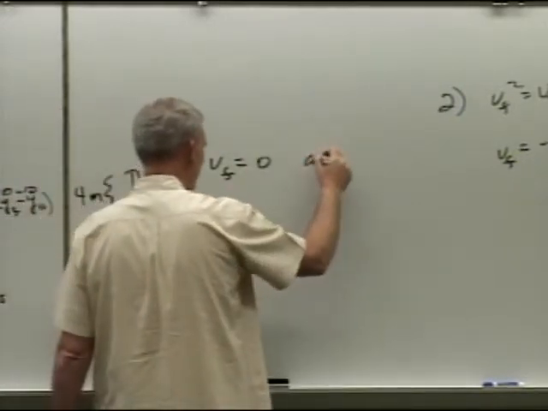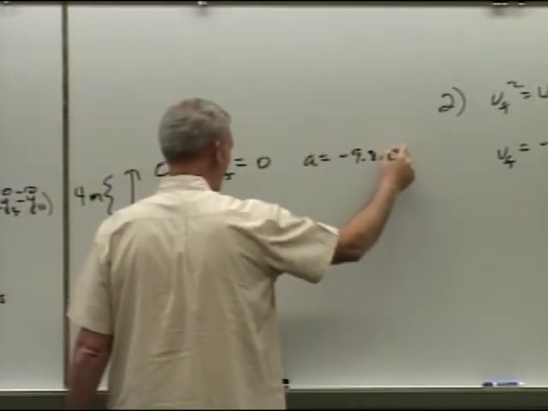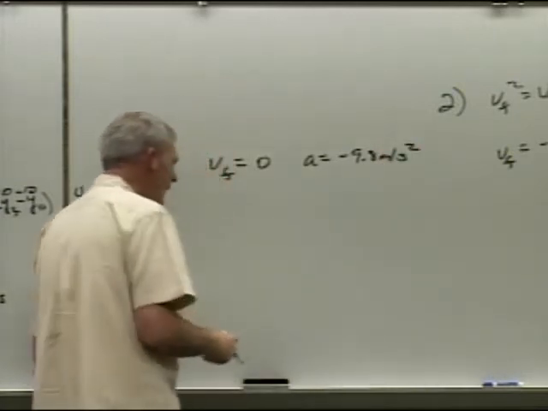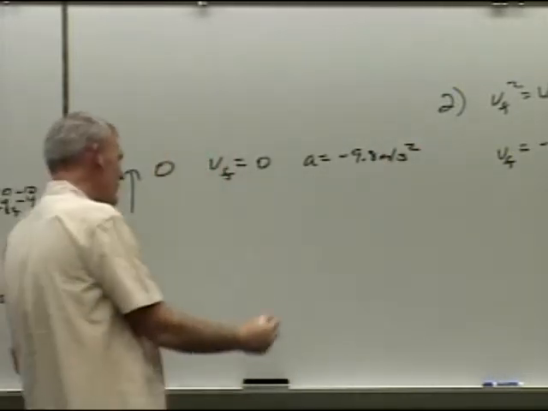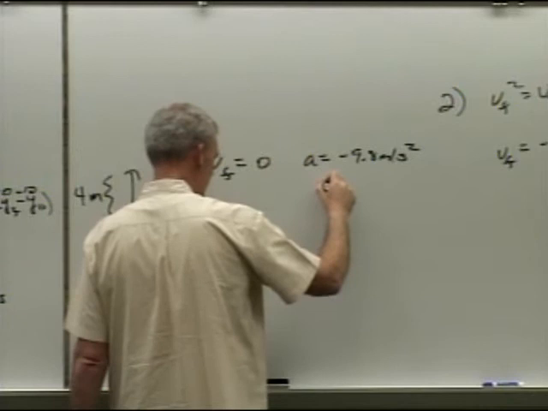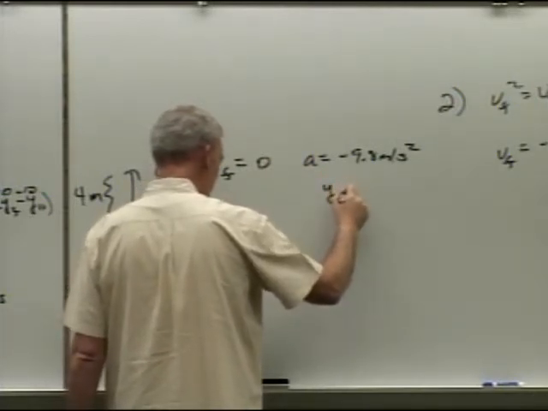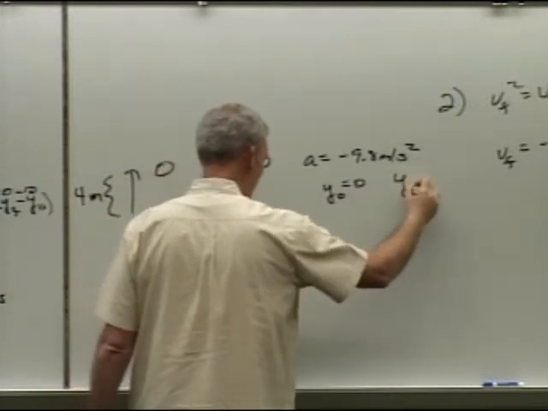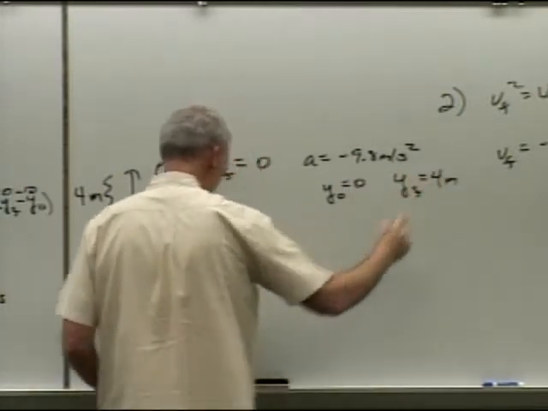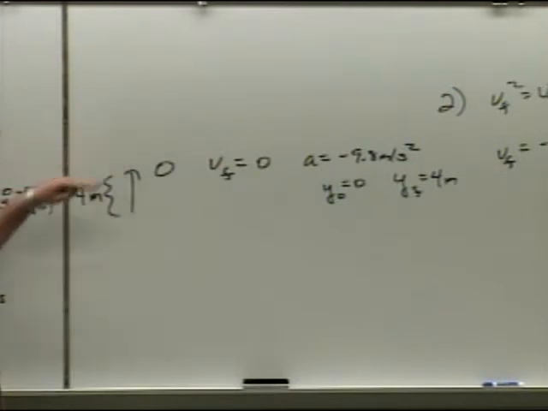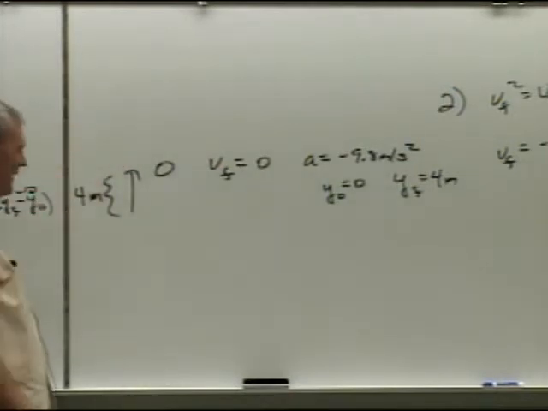And his acceleration is still negative 9.8 meters per second squared. And its height was 4 meters. This one went from y naught equals 0 to y final equals 4 meters, because he's going from here up to here. So here we go again.